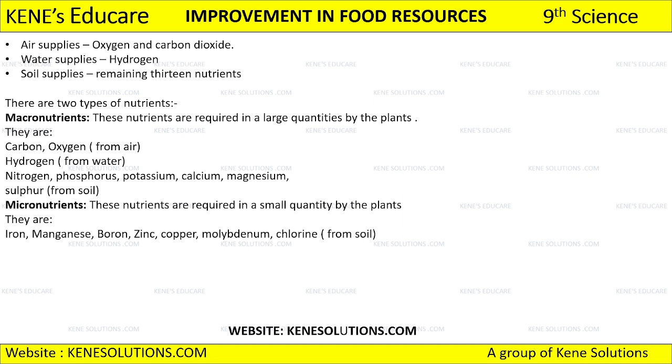Air supplies the plant with oxygen and carbon dioxide, water supplies the plant with hydrogen, and soil supplies the plant with the remaining 13 nutrients. Because as discussed, we have 16 nutrients needed by them, right? Out of the 16, we can classify them under two different types of nutrients, one as macronutrients and the other as micronutrients. Macro means they are required in large quantities by the plant, and micro means they are required in small quantities. So please go through this slide, and you should know which are the macronutrients and which are the micronutrients.